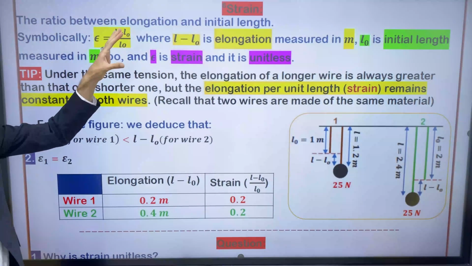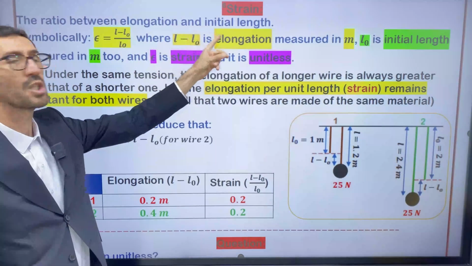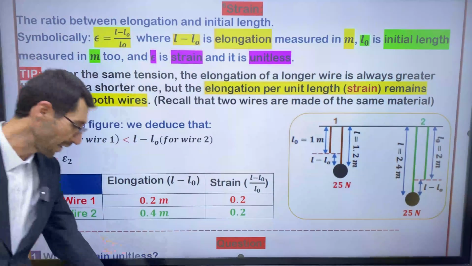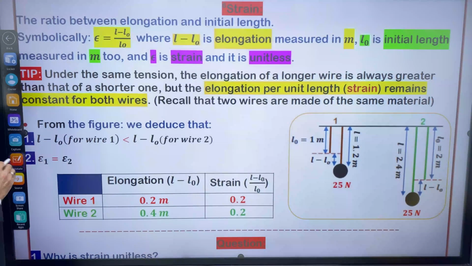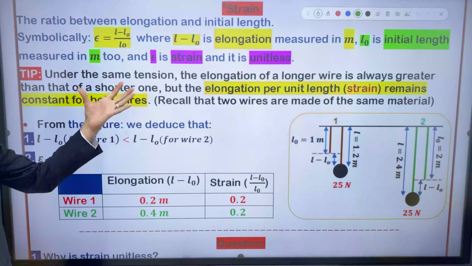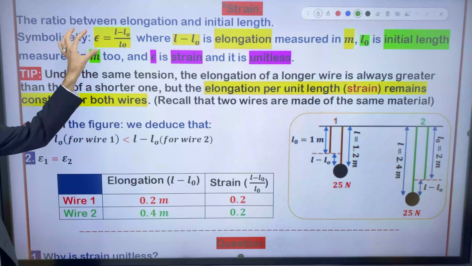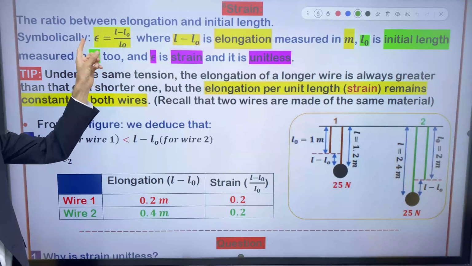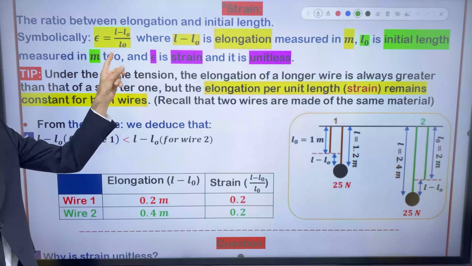What's the strain? Let me read the definition for it. It says the ratio between elongation and initial length. So it's the ratio between elongation, L minus L naught, and initial length, which means L naught, right? Mathematically, I can say E, it's not E actually, it's epsilon. It's a Greek letter, not an English letter. Epsilon is equal to L minus L naught over L naught.